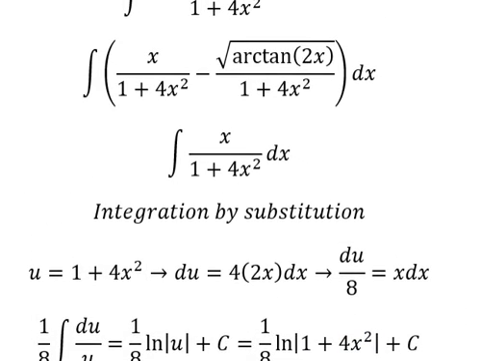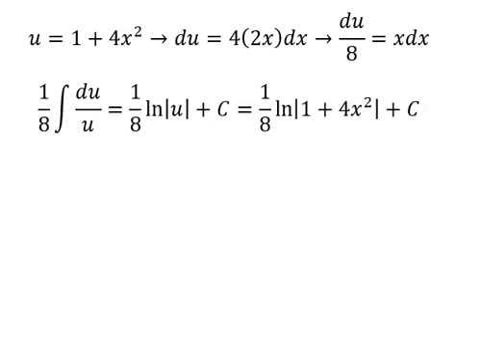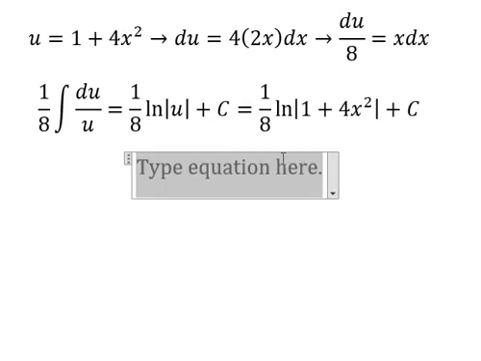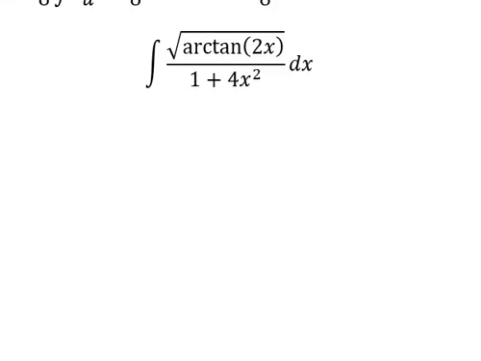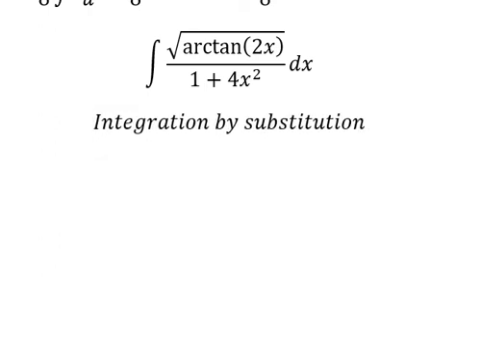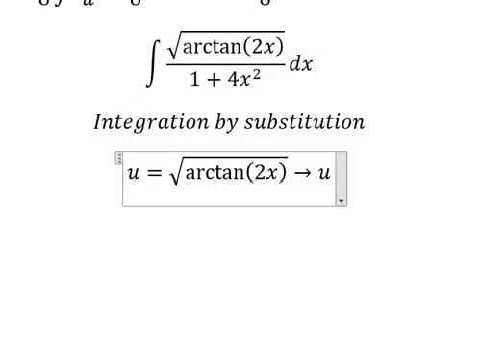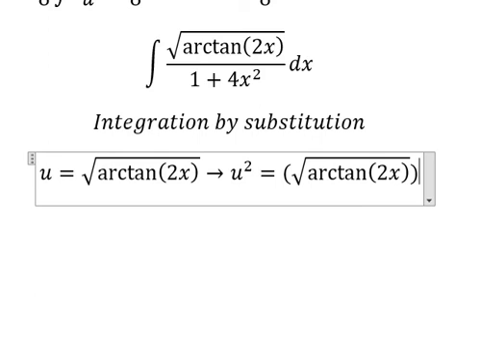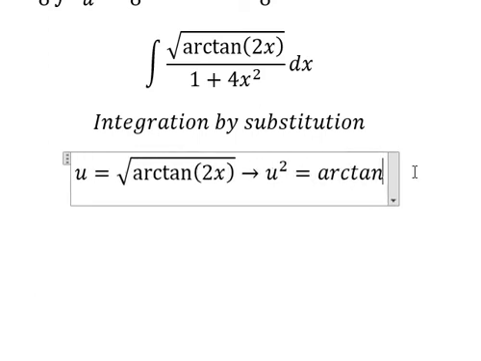Now we concentrate on this one. So we need to use integration by substitution. So I will put u equals to this one. So we put the power 2 for both sides to cancel the square root, and we have arctan of 2s.